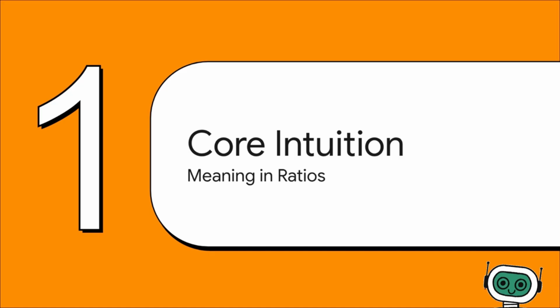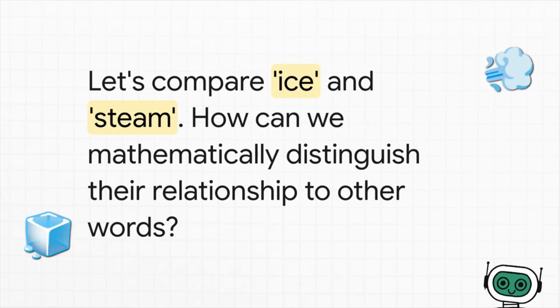The big insight behind GloVe is that meaning isn't just in the words themselves, but in the ratios of how often they appear together across a massive amount of text. To really build our intuition, we'll borrow an example straight from the original paper. Let's think about two words, ice and steam. We know they're related, but also opposites in a way. So how could we get a computer to understand that relationship mathematically?